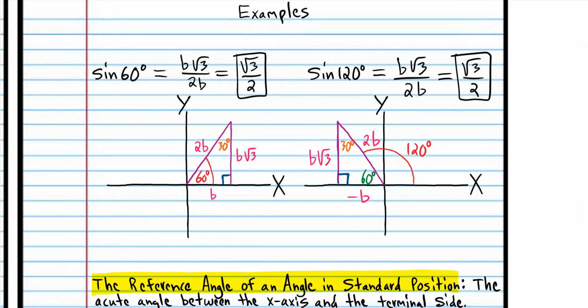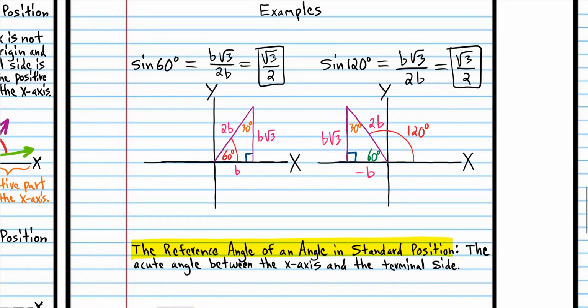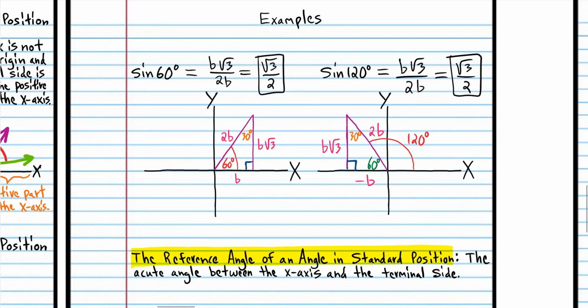Rotating with a positive angle measure means that we're going to rotate counterclockwise. So it's the opposite of what we would think, right? Now let's say we want to calculate sine 60 degrees.